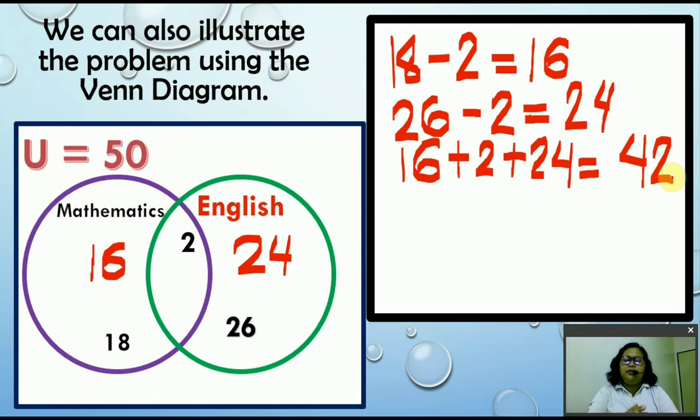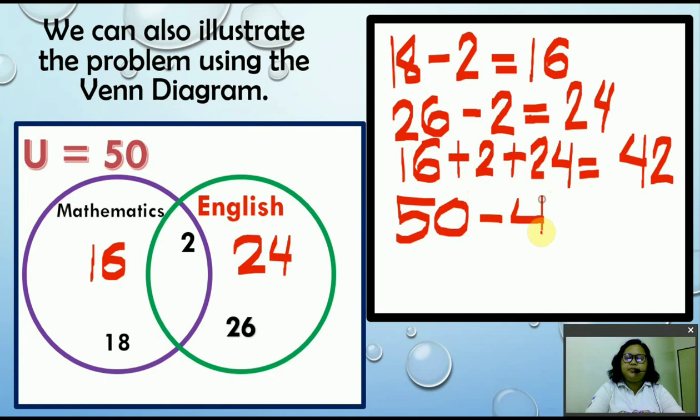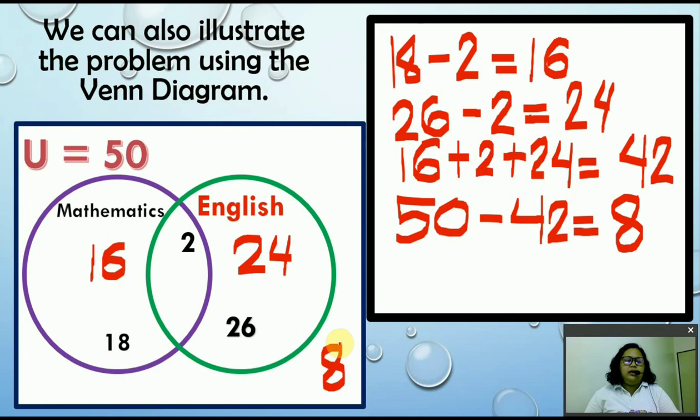So, ibig sabihin po, there are 42 students who are taking mathematics and English subjects. Okay, so 50 minus 42. Para malaman po natin kung ilan yung hindi nagtitake ng math at English. So, ang total po niyan ay 8 po. So, pwede naman po dito isulat sa gilid. So, therefore, there are 8 students who are not taking neither mathematics nor English subject.